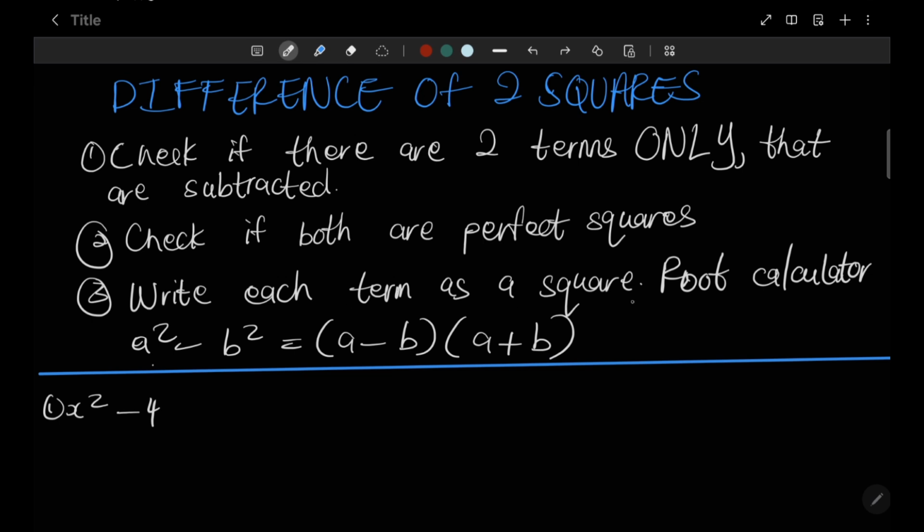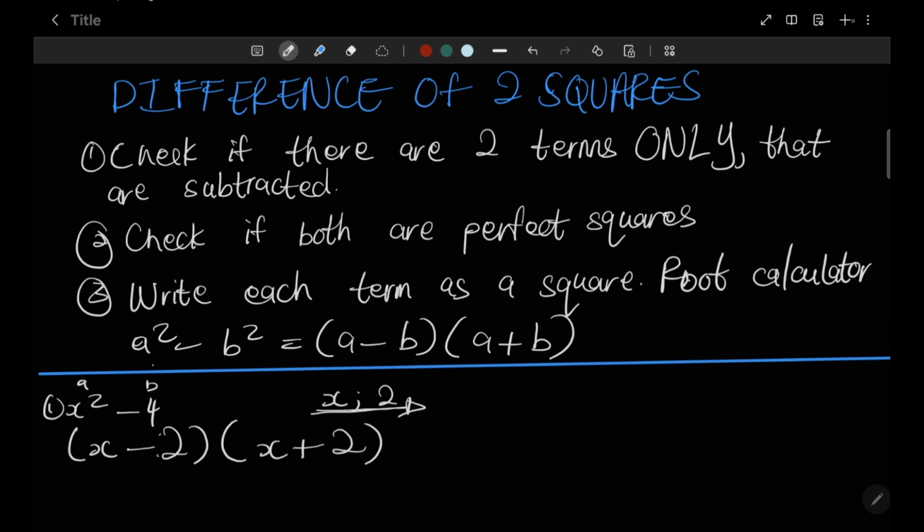Number 3, write each term as a square. We said that x squared is x times x, right? So let's just say x, and the square root of 4 is 2. Always make sure that you verify with the calculator. Square root of 4 is 2, so let's just say 2. Now let's write down our substitution. X squared and 4, this is a and this is b. Okay, so you open the first bracket. What's a? A is x. We use this information. A is x minus b, x minus 2, open bracket, x plus 2. And that is how you factorize.